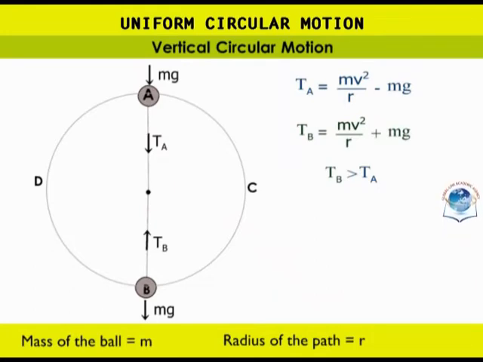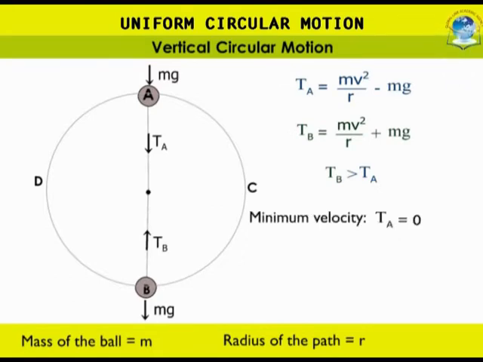Also, from the above, it is clear that the tension is minimum when the object is at its highest point of the circle. It is at this position that a certain minimum speed must be maintained in order to keep the string taut. For minimum velocity, Ta is equal to 0. And therefore, mv squared over r minimum minus mg is equal to 0. And therefore, v minimum is equal to the square root of rg.